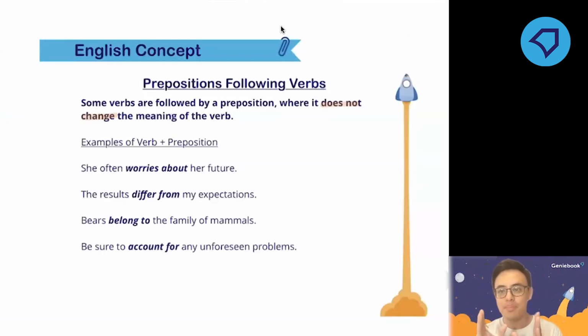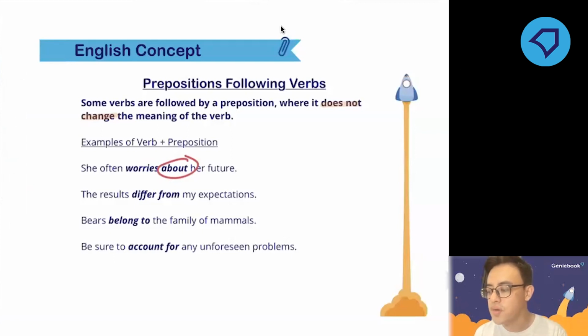Prepositions come after verbs. And when a preposition comes after a verb and the meaning of the verb does not change, I repeat, if the meaning of the verb does not change, then it's just called a preposition and a verb. Okay, I worry about her future. The word "about" didn't change the meaning of "worry," right? Worry is still there. "About" is just a preposition.